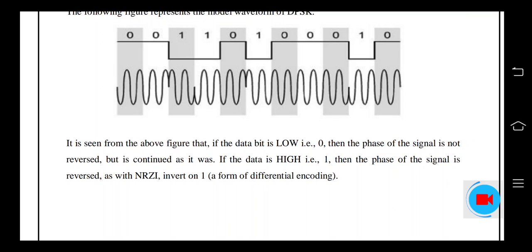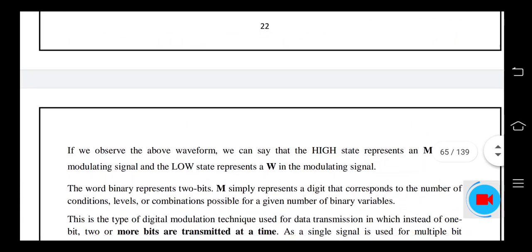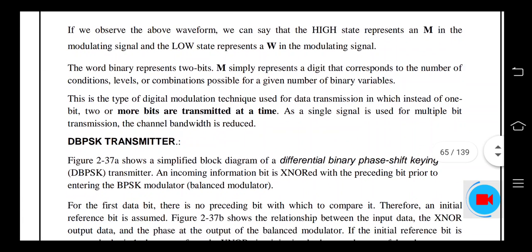Here it can be seen that if the data bit is low, the phase of the signal is not reversed, but continues as it was with the data high. That is nothing but high and low values. We usually use non-return-to-zero of the differential amplifier. Here also we can explain the high and low values and define that input.